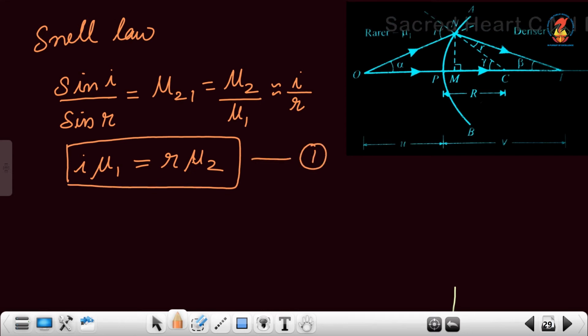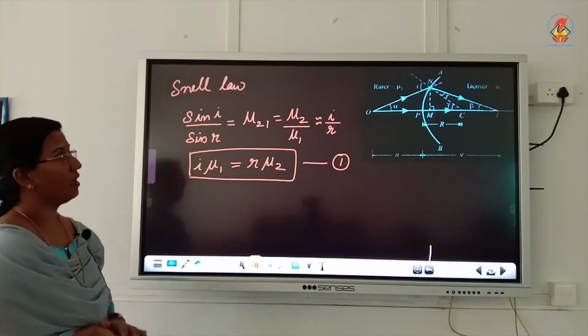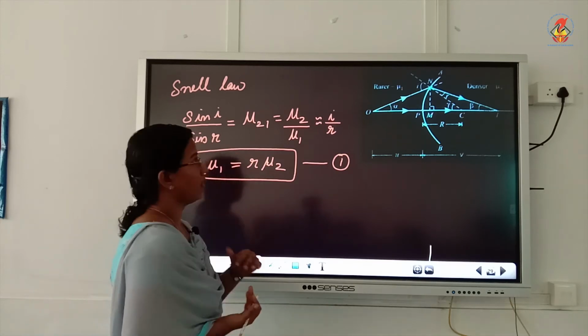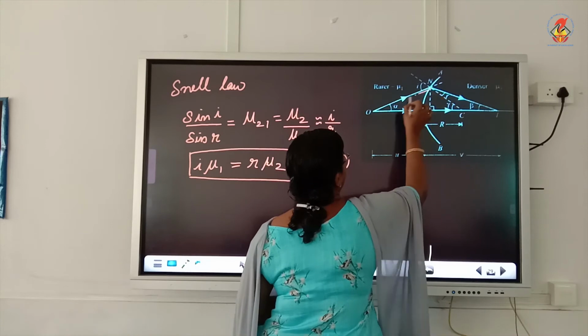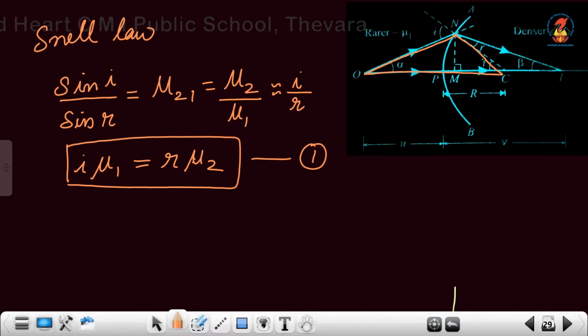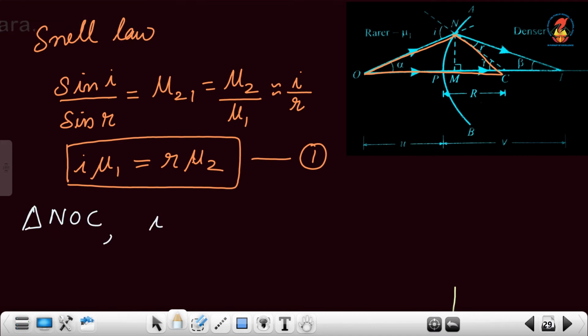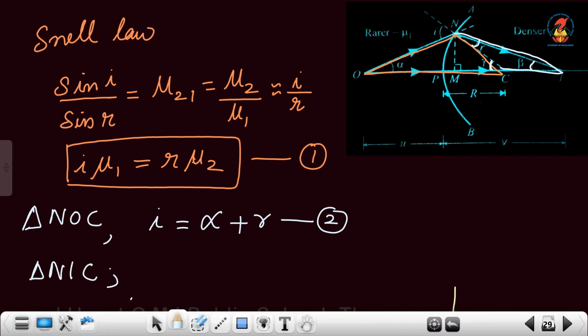So next we are going to find out the value of angle i and the value of angle r. For that we take two triangles. The first triangle is triangle NOC. You know, the exterior angle of a triangle is equal to the sum of the opposite interior angles. So from triangle NOC, we get exterior angle i is equal to the sum of the opposite interior angles, that is alpha plus gamma. Equation 2. Similarly, from triangle NIC, exterior angle gamma is equal to r plus beta.